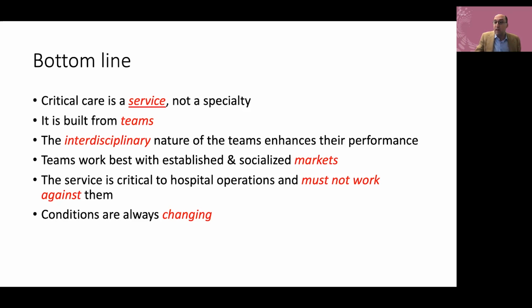Those teams work best when they're aligned with established and socialized markets. And importantly, the incentives in the reimbursement scheme are critical to hospital operations. They should not work against them. Competing against yourself, setting up perverse incentives, these are the things to be avoided at all costs. And of course, conditions are always changing. So the rules of engagement on anything but a service-based reimbursement platform would be expected to change quickly as well.